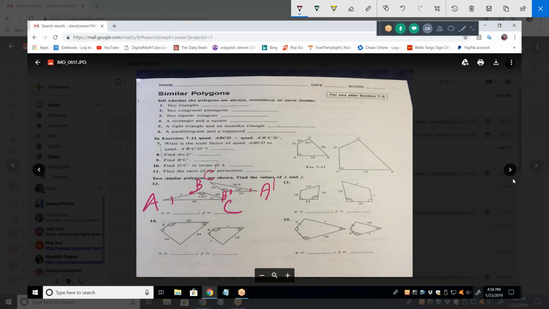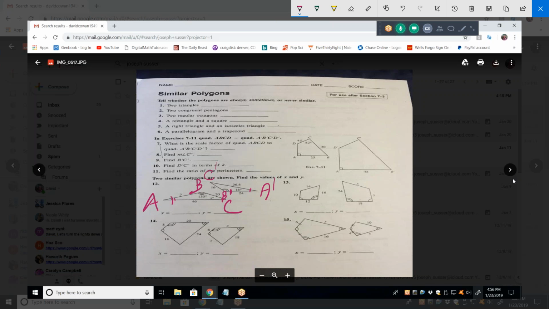Okay. And a lot of times when they give you these diagrams and they're rotated, it's difficult to tell which is the corresponding angles. We would have a hard time telling which is the corresponding angles here if they didn't give us this little hash mark. That tells us.